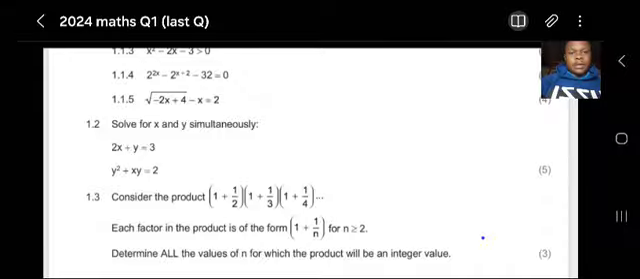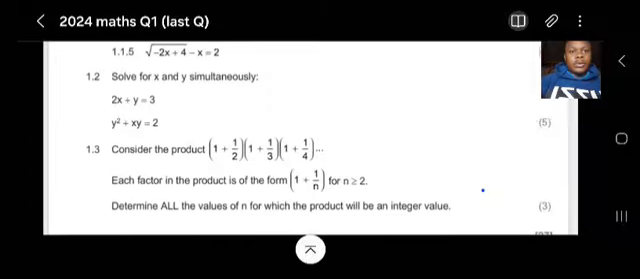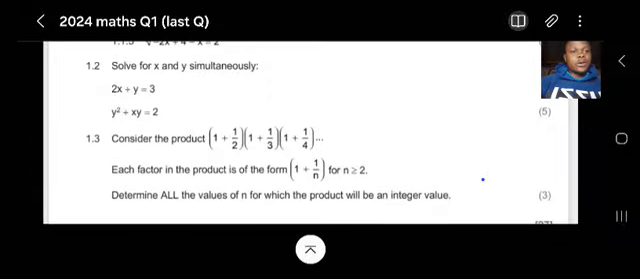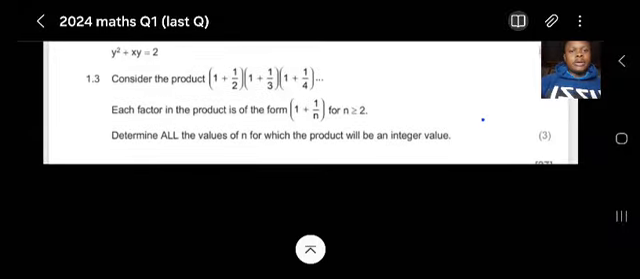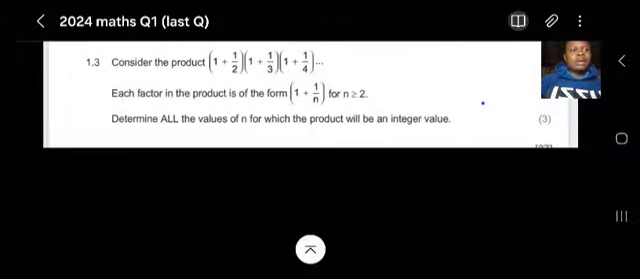Today we'll be dealing with 2024 question 1. I will be focusing on the last question. This is the playlist that I'll be doing, the last question for paper 1.